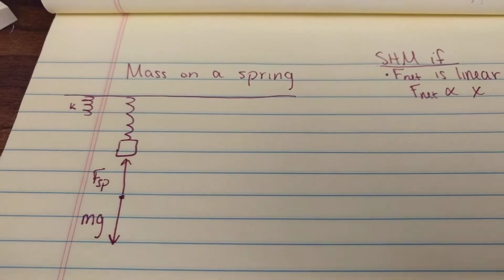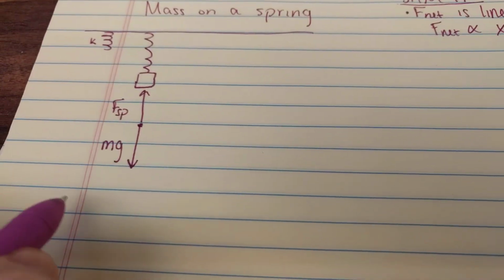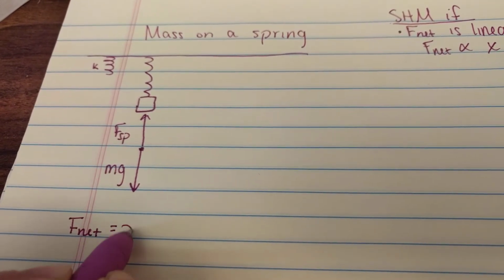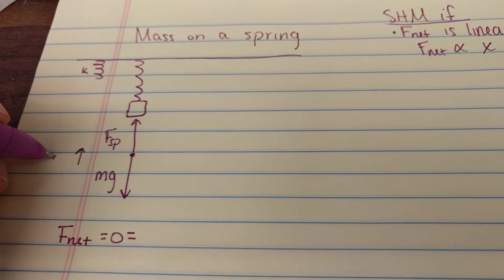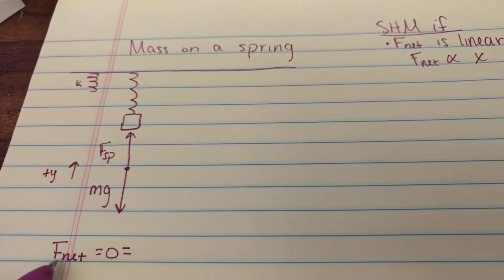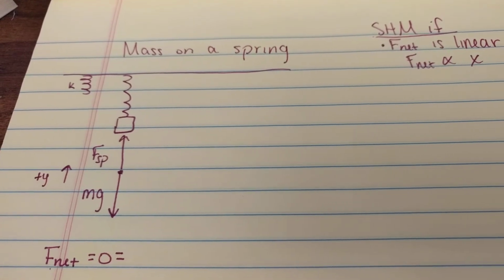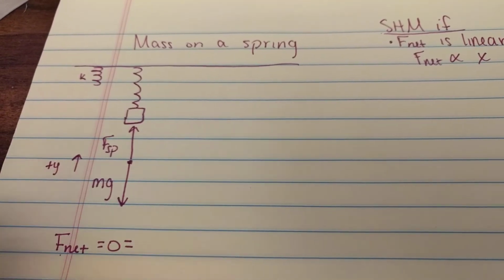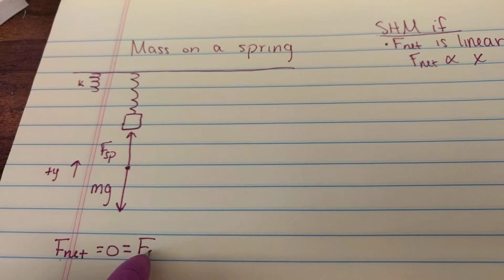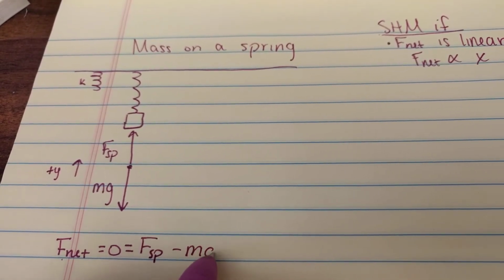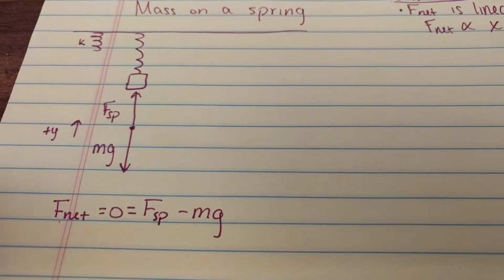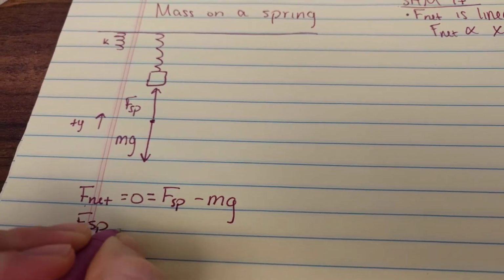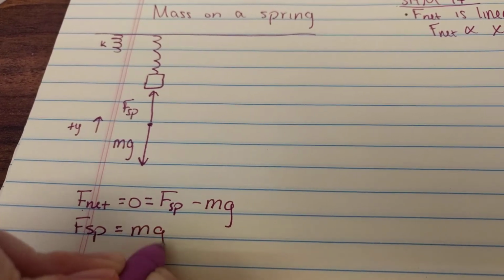If I were to write an equilibrium equation, we sum the forces. Our net force, which in this case is equal to 0, is going to be equal to, and I'm labeling upwards as my positive y direction, so we're summing our forces in the y direction, not that there are any forces in the x, a positive spring force and a negative weight added together. That's equal to 0. So basically our spring force is equal to the weight of the block.